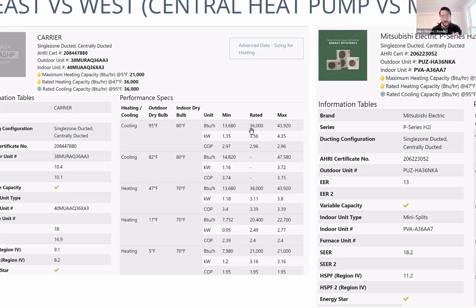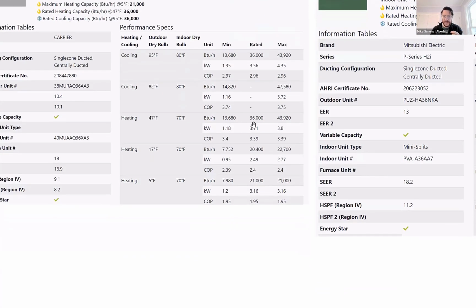When I'm in the NEEP database, I'll see this 3-ton system can actually remove 3.5 tons worth of heat from the home when it's 95 degrees outside. I'll see that the 3-ton system, when it's 47 degrees outside, can actually add 43,000 BTUs worth of heat. But by the time it's 5 degrees outside, it can only add less than 2 tons worth of heat.